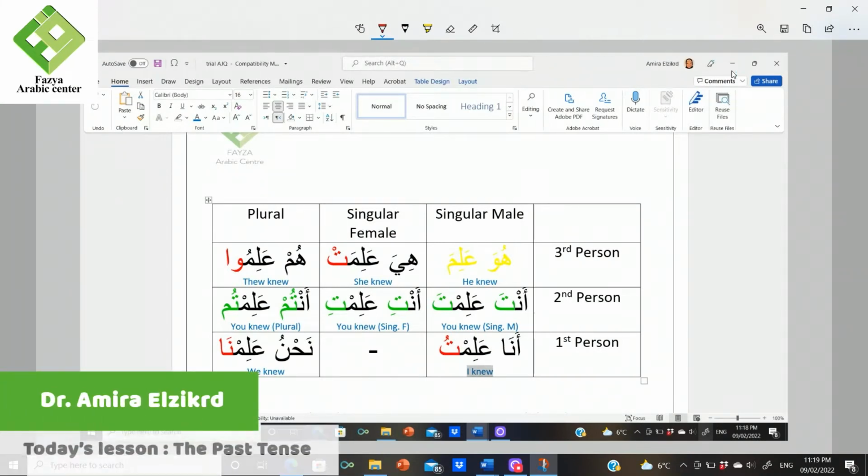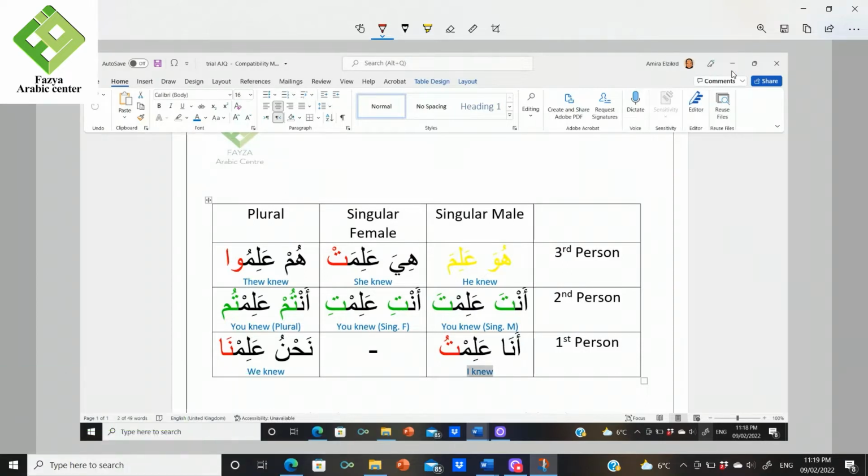This is Dr. Amira from Fayza Arabic Centre, and we are here today to talk about the conjugation form of the past tense in Arabic. The past tense in Arabic is the easiest because the start of the verb in all the pronouns is the same. All the changes that happen in the conjugation forms of the past tense in Arabic happen at the end. So the start is all the time the same, okay?